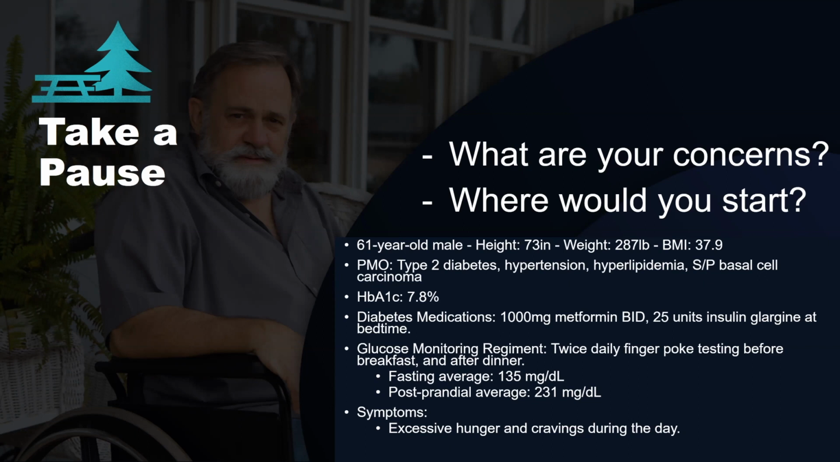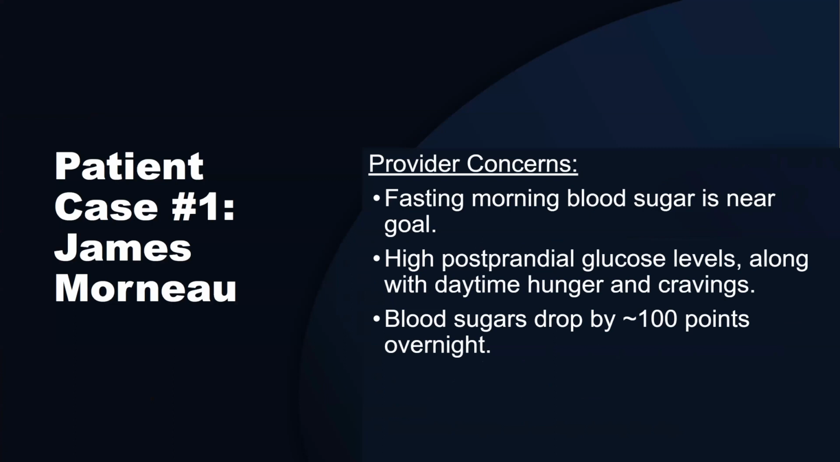Okay, so let's see what our options are. First of all, for concerns, we're not so concerned about his morning blood sugar. It's near goal. It's not perfect, but it's pretty good. The big problem for him seems to be his high after meal sugars, postprandial sugars, along with his daytime hunger and cravings, which make it hard for him to stick to a healthy diet. There are big swings in his blood sugar. It drops by 100 points from the peaks to his overnight lows. And that's difficult to control with medication.